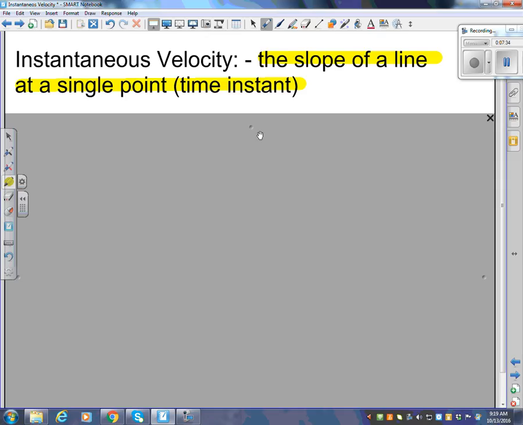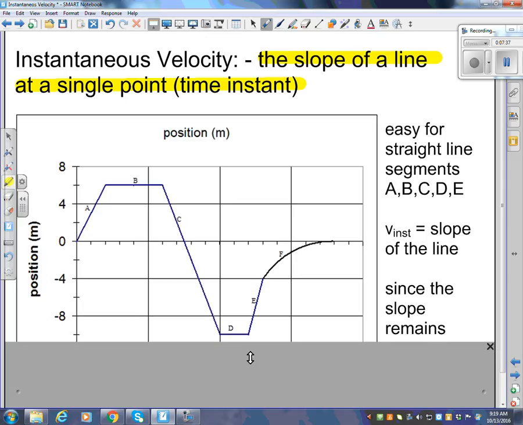Well, what do we do? Okay? Well, before we do that, let's just talk about straight line segments, right? It's easy for straight line segments. If I want to know the slope at A, like right there, or right there, or right there, or any point on any of these straight line segments, well, the slope is always the same. It's just the slope of the line, right? The slope at A is the same as the slope of A, right? The slope at 5 seconds is the same as the average slope for that entire line. And the slope here at 7 seconds is the same, so you just find the slope.